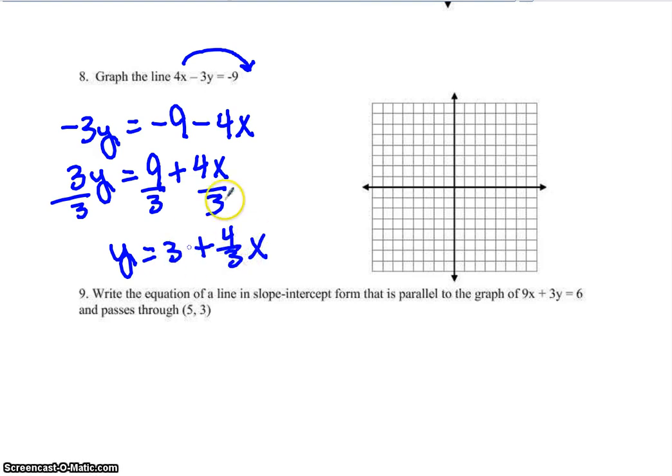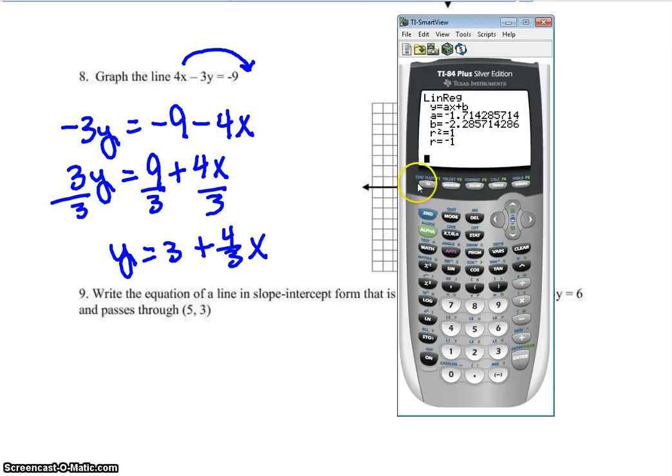Make sure and leave that as a fraction. Don't change it to a decimal, or it causes just enough error to mess up your graph. You can use your slope and your y-intercept. Y-intercept is 3, so you go up 3. Slope is a positive 4/3, so you go up 4 and over 3. If you're not comfortable doing that, since it's an equation, it can go to y equal. Clear everything out.